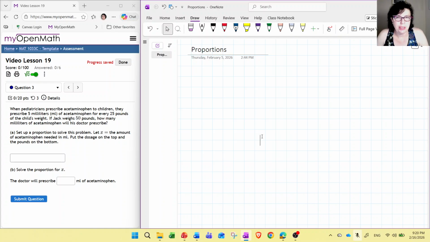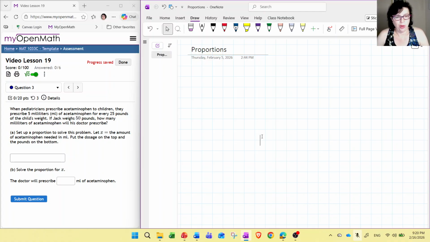When it comes to setting up proportions in application problems, which there are a ton of different applications for, a lot of times students are telling me that they do not understand where to put what. It's the setup that's bothering them, not so much the solution, because it's really not hard, you just cross multiply.